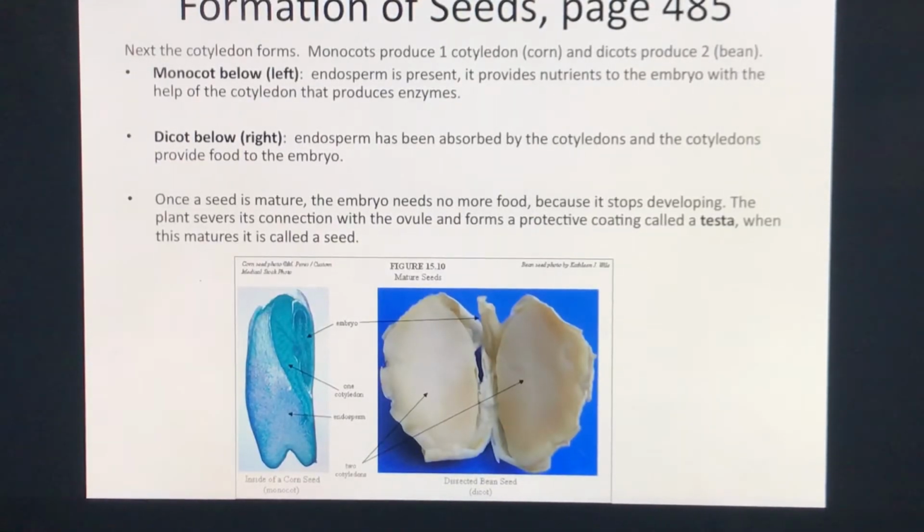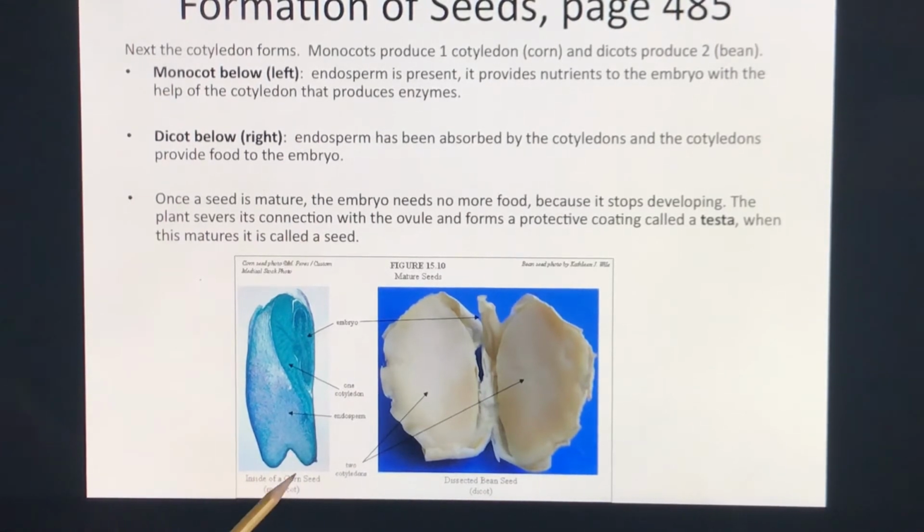All right, so let's look at formation of seeds. So after fertilization, then the cotyledon forms, and so we know in monocots, the mono being one, one cotyledon is formed. So an example of that is corn, and in dicots we have 2 cotyledons being formed, and an example of that is the beans. So below, in this figure that you have here, this is the inside of a corn seed. That's the monocot. And the one on the right is the dicot, the bean seed.